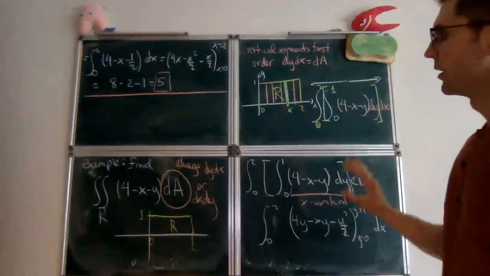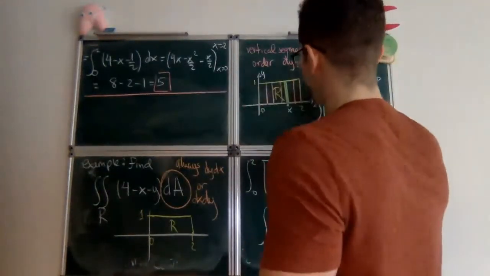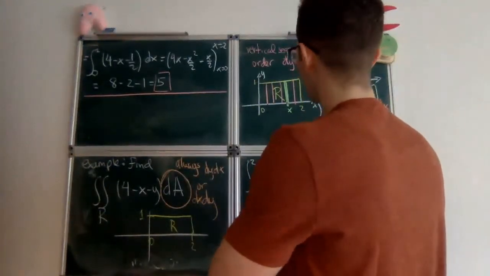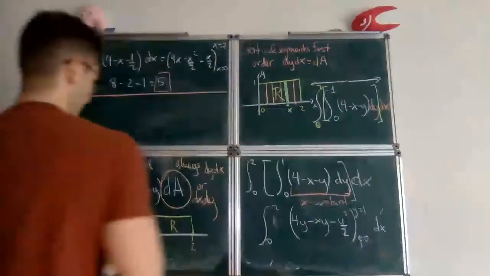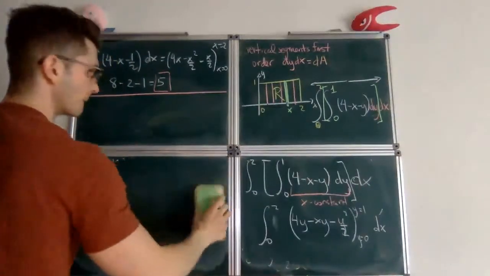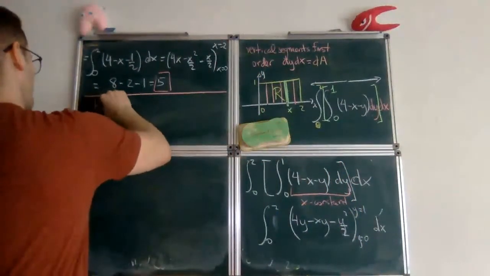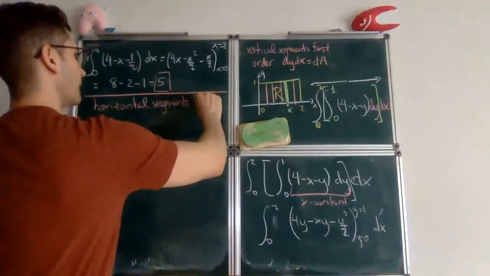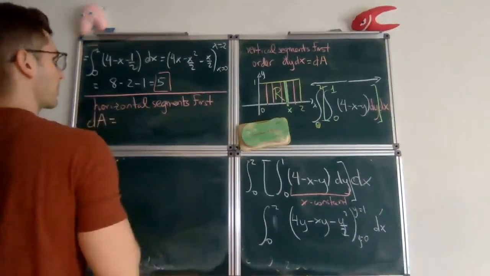And now, so again, this is the computation of the volume using this perspective where you're sweeping out the region using vertical arrows. Now, there's another interpretation, which is one where you actually use dA as dx dy. So let's do that now. So now let's do horizontal segments first. So that means that you're going to take the dA to mean dx dy.